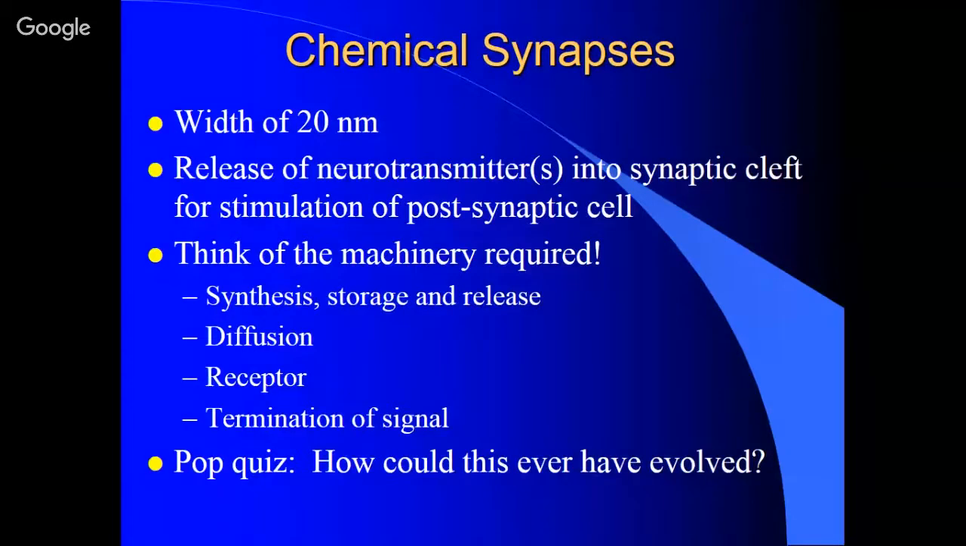You have to synthesize the neurotransmitter. You have to store the neurotransmitter. You have to release the neurotransmitter. It has to get across the synaptic cleft. It has to encounter receptors. The receptors have to start the signal. You have to end the signal.